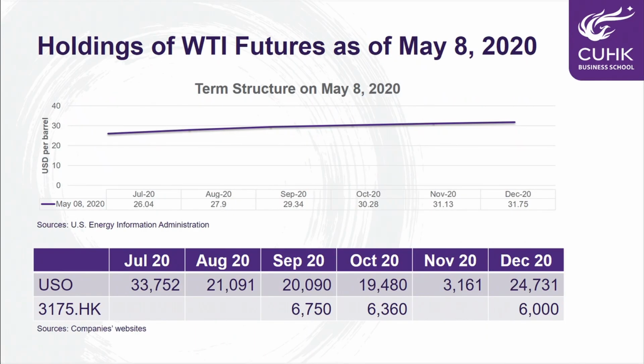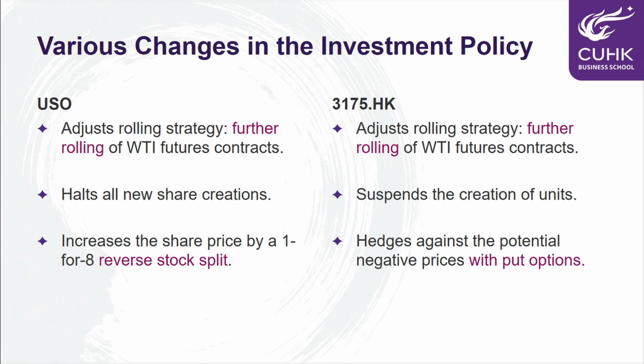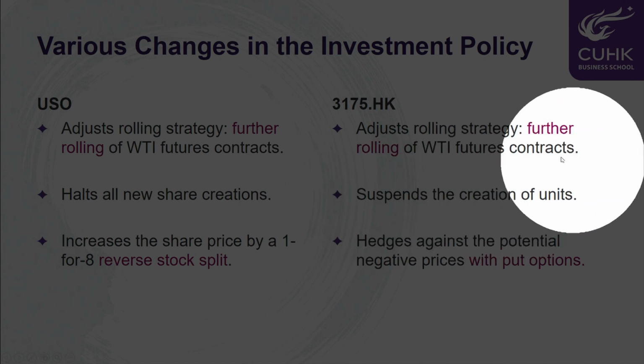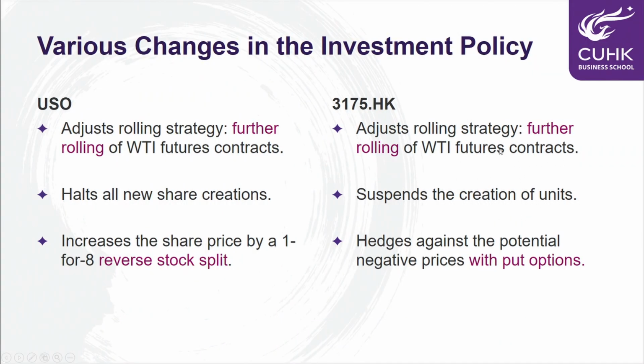In the normal days, they usually just roll over this contract to the next nearby month. But in the recent period, they have tried to roll further out. And next, these two ETFs also stopped issuing new units. They stopped issuing new units. Now, let me explain how the changes in this investment policy would also affect the investor return.